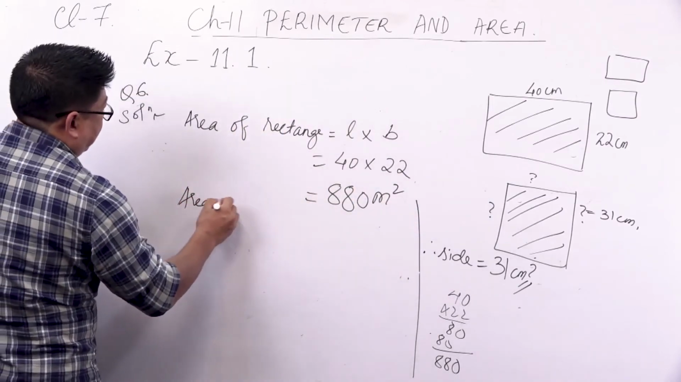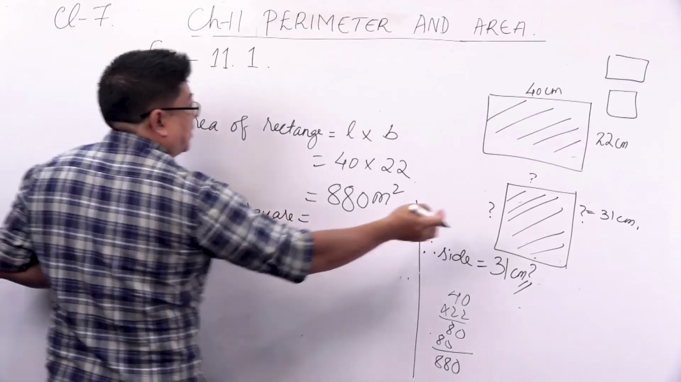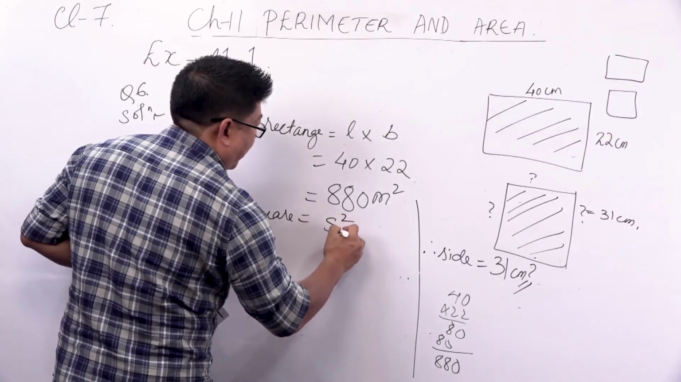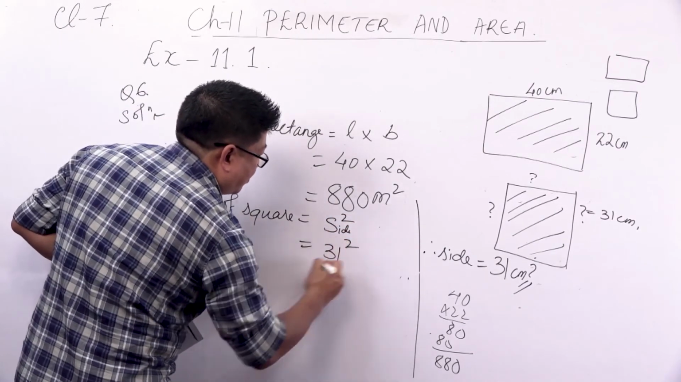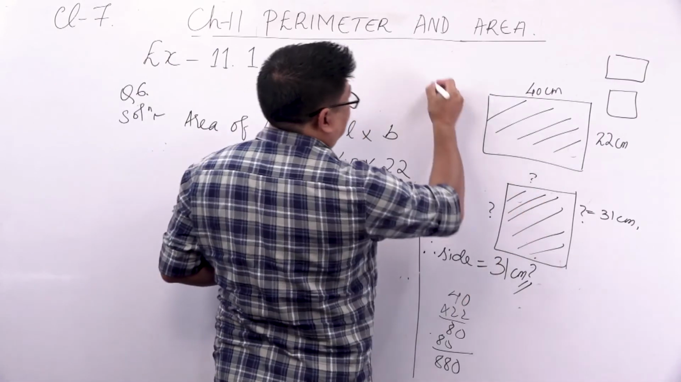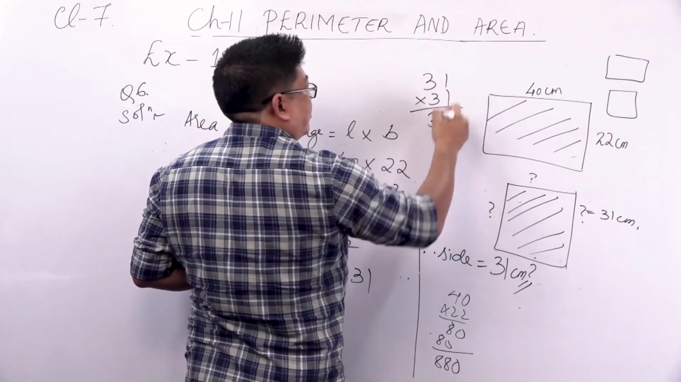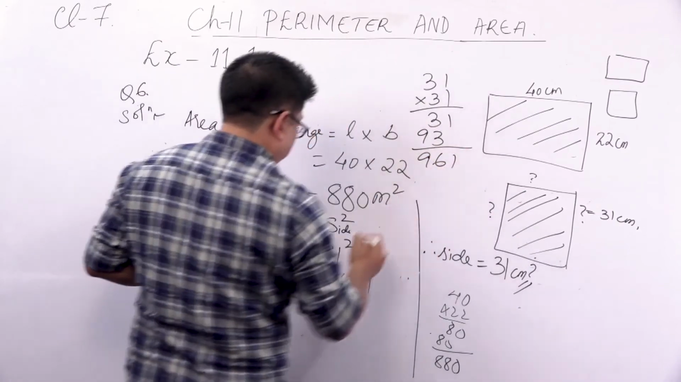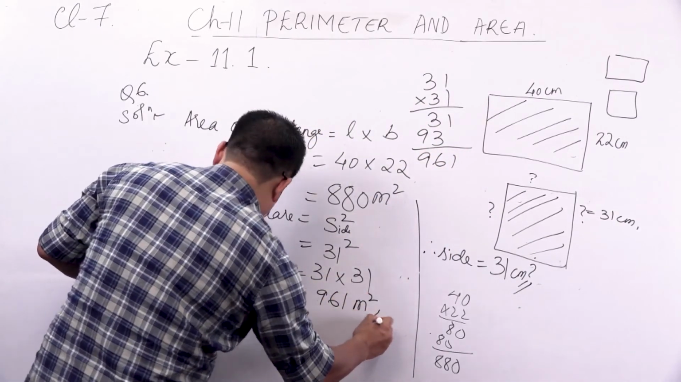Again, area of square. We just found out the side. So here we know that it is side square, right? So this side square is nothing but 31 square. 31 square is nothing but 31 into 31. If you multiply 31 two times, 1 into 1, 1 into 3, 3 into 1, 3 into 3. So we are getting 961. That means 961 meter square.